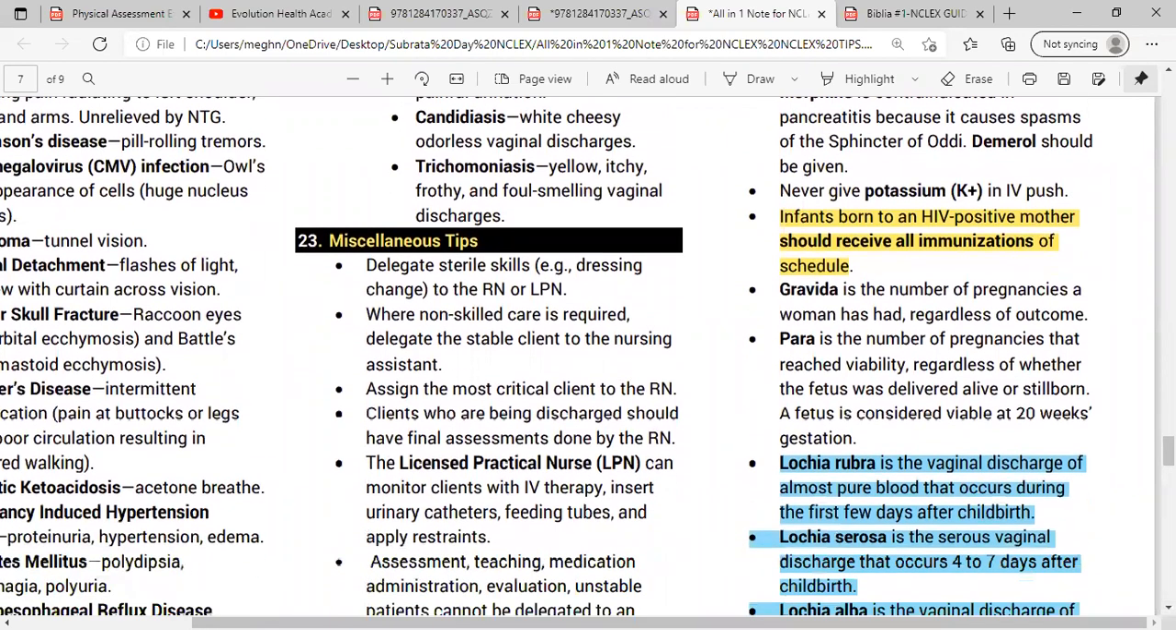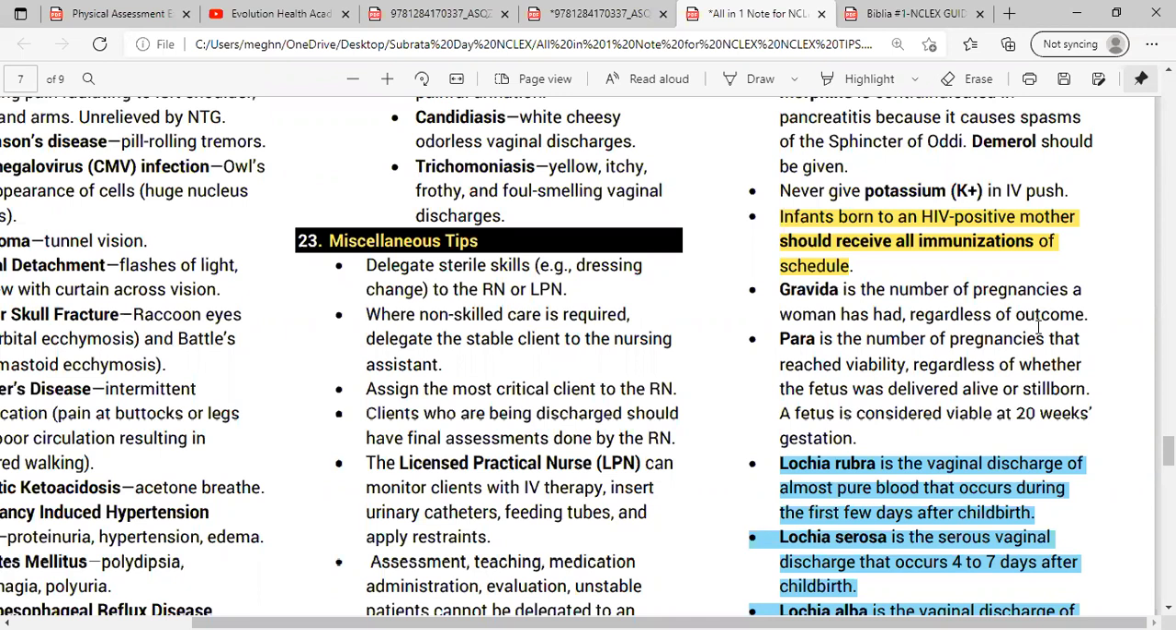Now, two keywords: what is gravida and what is para? Gravida is the number of pregnancies a woman has had, regardless of outcome. So how many times she got pregnant, right? This is gravida. And now the para. What is the para?